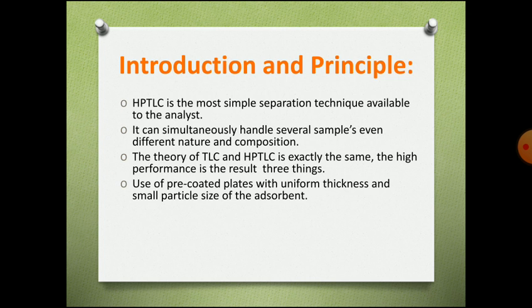That means in HPTLC we are using pre-coated plates with uniform thickness. Generally in TLC we use a glass plate and silica slurry, where we coat the silica slurry onto the glass plate. That is the ordinary, or general, method. But in HPTLC we use a pre-coated plate rather than that ordinary glass plate.